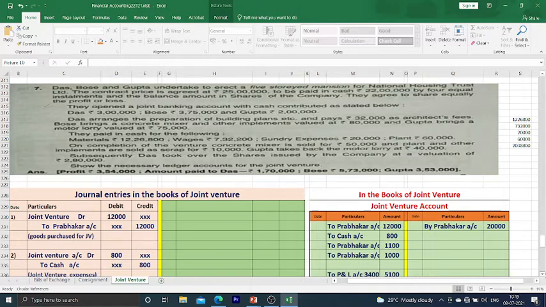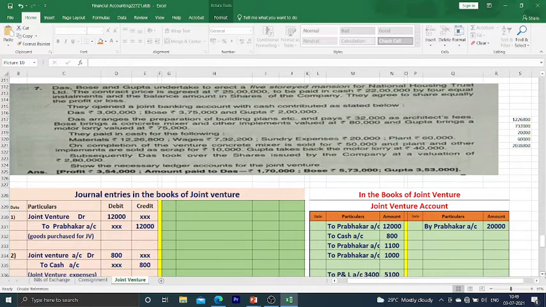Subsequently, Das took over the shares issued by the company at a valuation of 2,80,000. The valuation of shares is how much? 3 lakhs. Those were taken for how much amount? 2,80,000. Then 20,000 is treated as a loss for the joint venture. In the earlier problem, 1 lakh was the debentures. In that 1 lakh, 95,000 were taken by Mahesh.